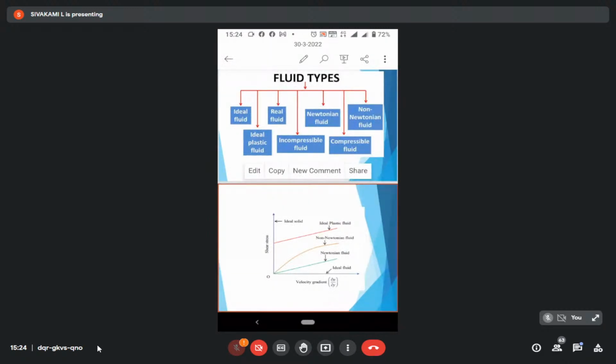The next one is the real fluid, like kerosene, petrol, castor oil, whatever we have seen in our day-to-day life. Everything comes under the real fluid, which has some viscosity and is compressible in nature. So all the fluids existing in the world come under the real fluid. And the next one is the Newtonian fluid, which obeys Newton's law of viscosity. It is a real fluid whose shear stress is directly proportional to the shear strain, which is explained in the diagram.